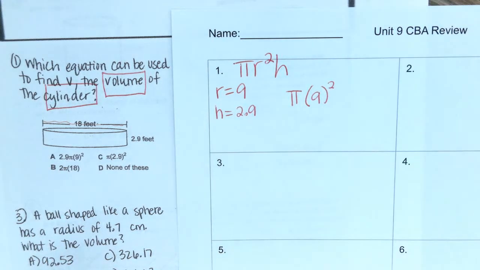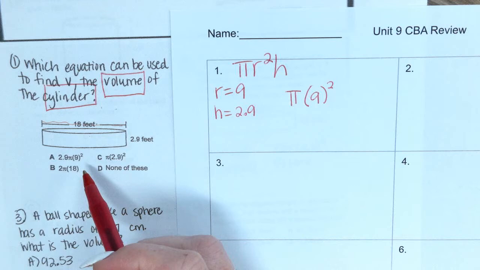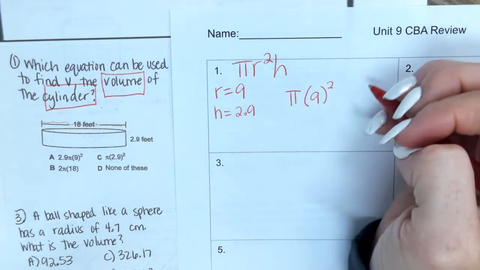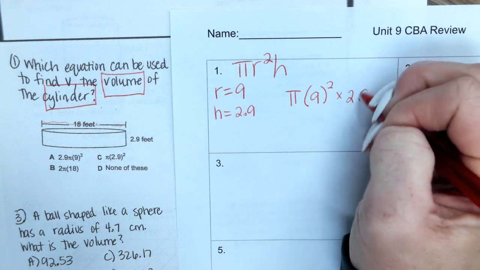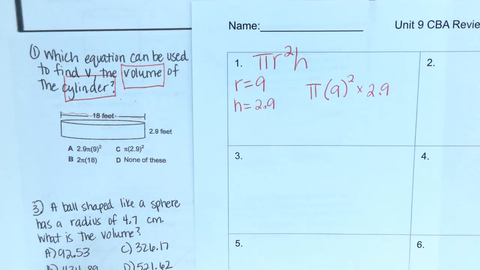Now, why did I put that in parentheses? Because they didn't write the multiplication sign. They put it in parentheses. Times the height, which is 2.9. Now, remember that when you multiply, it does not have to be in the same order. For example, 2 times 5 is 10, and 5 times 2 is 10. So it can be out of order.